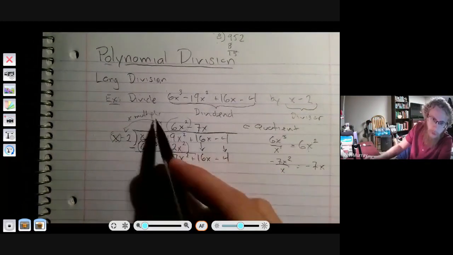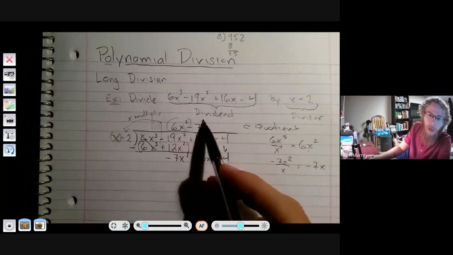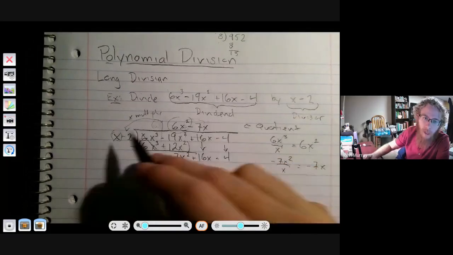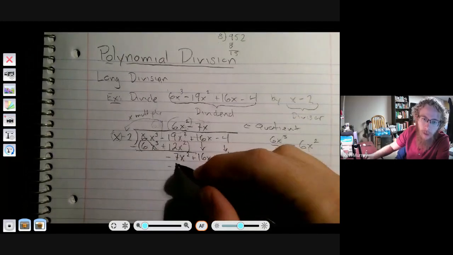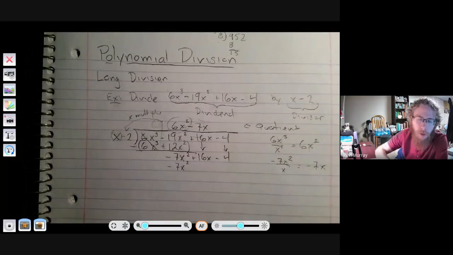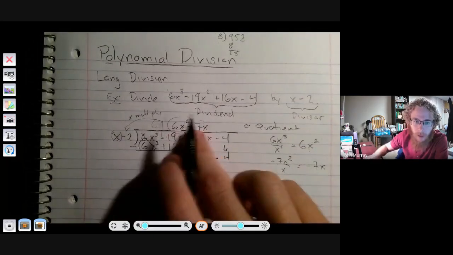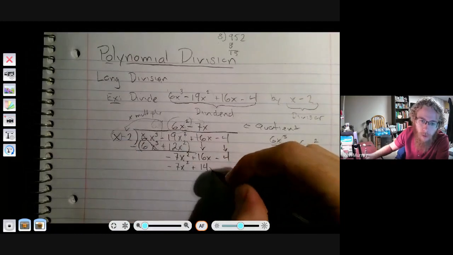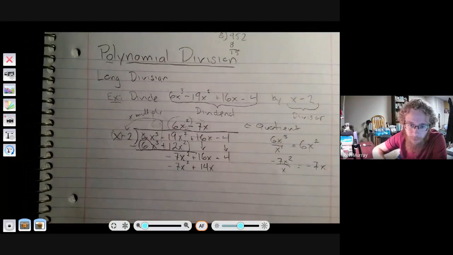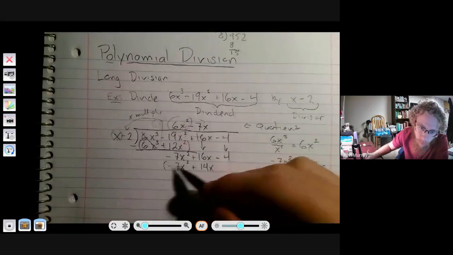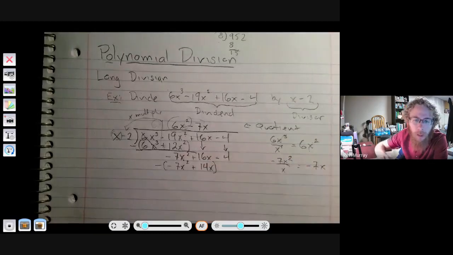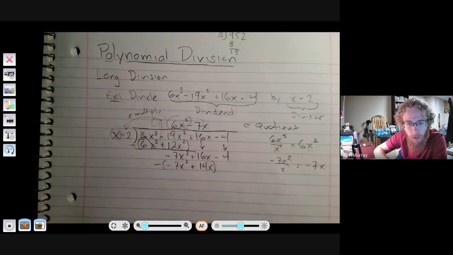Now again, we're going to do the multiplication. But now I'm forgetting about this 6x squared. I don't need that anymore. Negative 7x times x squared is negative 7x squared. Negative 7x times negative 2 is positive 14x. We repeat what we did up here. We put this in parentheses, and I've put a negative sign in front because we're going to subtract.